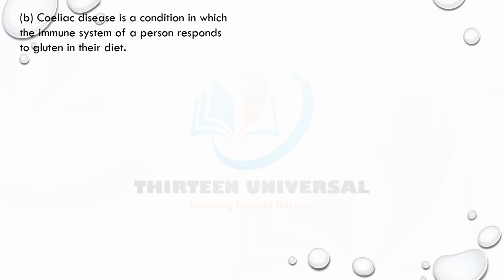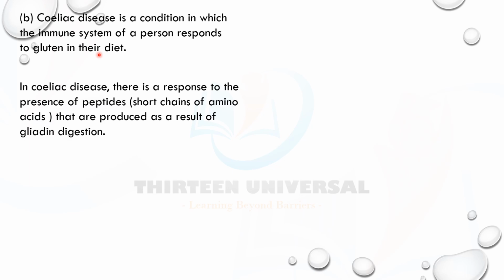All right, let's go to the next question. Celiac disease is a condition in which the immune system of a person responds to gluten in their diet. So people react to this gluten in their diet, maybe vomit, their stomach gets bloated, there is an immune response, temperature rises because they just ate something. Let's see what happens.